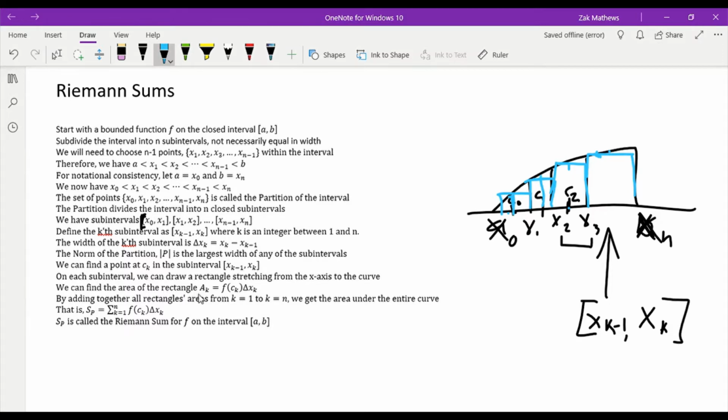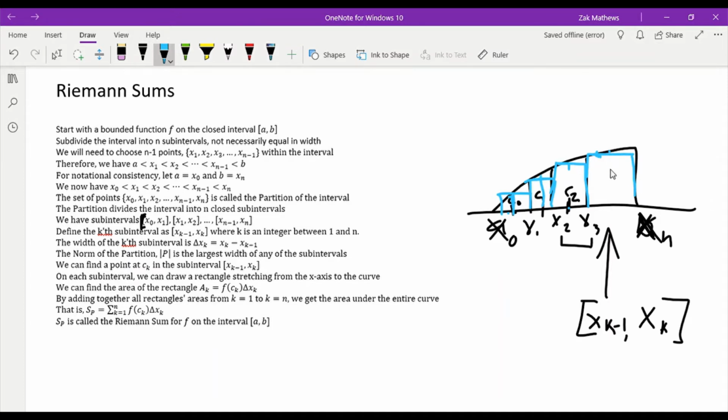And we call that A sub k, for the kth area over the kth subinterval. And we find that by using the height, or the function's value at that c point, times the width, which we've already defined as delta x sub k. By adding together all these rectangles, starting with the first interval up to the last, by adding up all those areas that we just found in the previous equation, we get the area under the entire curve.